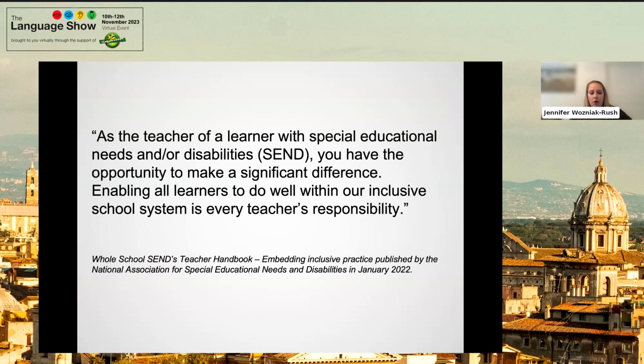So let's have a look first at some of the evidence. My session will first be based a tiny bit on research and then some practical ideas that you can use in the classroom. Having a look at the evidence from the ALL School SEND Teachers Handbook, I would like to start with this quote. As the teacher of a learner with special educational needs and or disabilities, you have the opportunity to make a significant difference. Enabling all learners to do well within our inclusive school system is every teacher's responsibility.